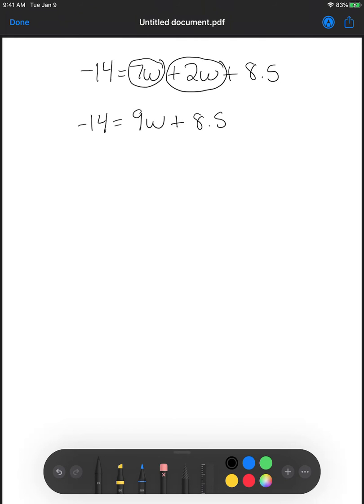Alright, so we're adding 8.5. So the opposite of adding is subtracting. And we're going to subtract this side, 8.5. Put it in your calculator. Let's see. We get negative 22.5 equals 9w.